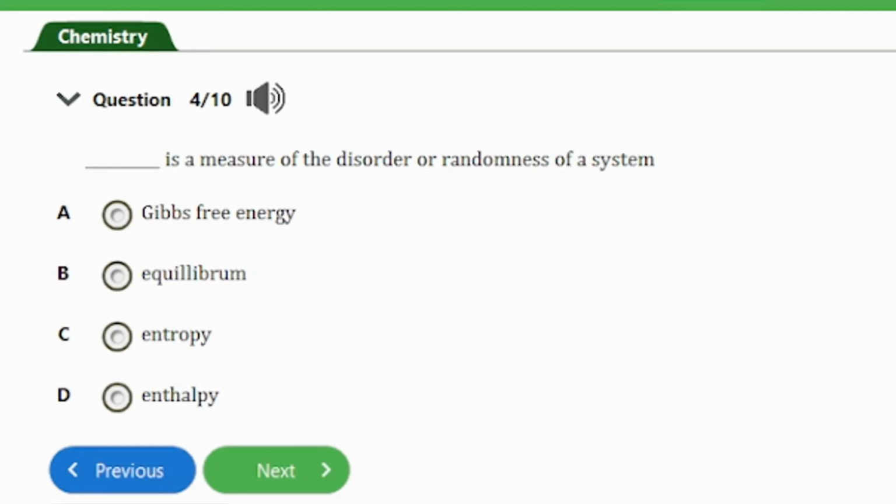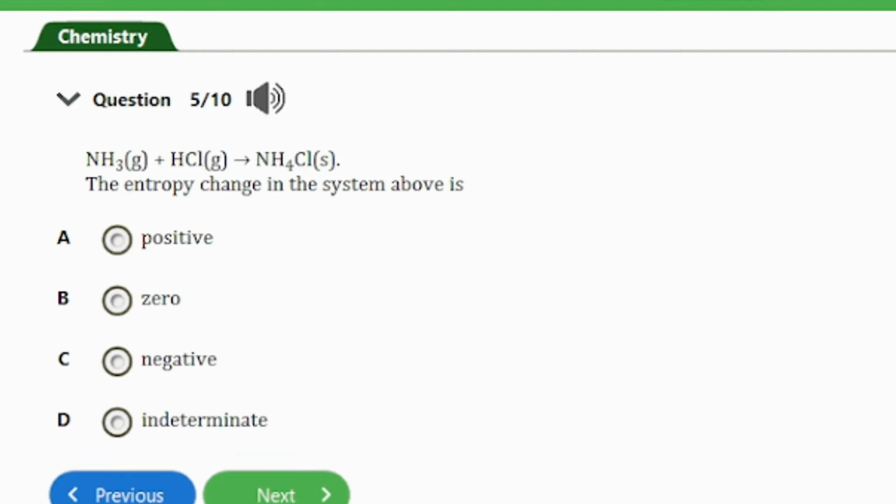Question number 4. It says, dash is a measure of the disorder or randomness of a system. A. Gibbs free energy, B. Equilibrium, C. Entropy, D. Enthalpy. The answer to this question is option C, and that's entropy. So let's consider the next question.